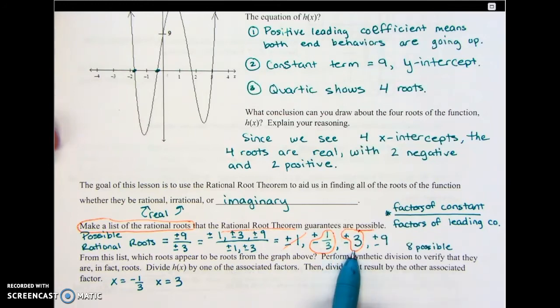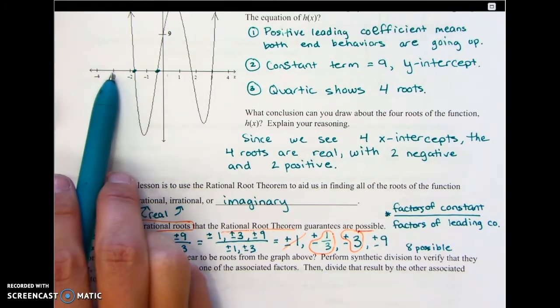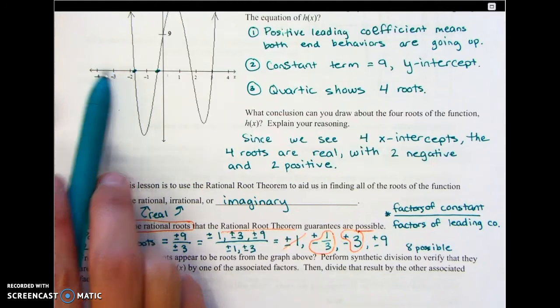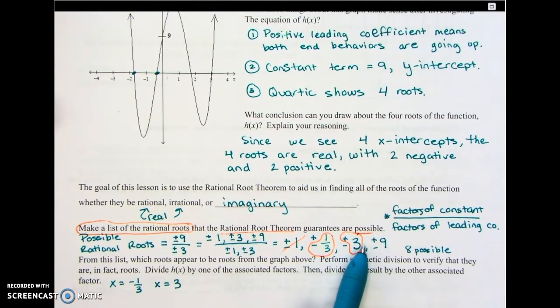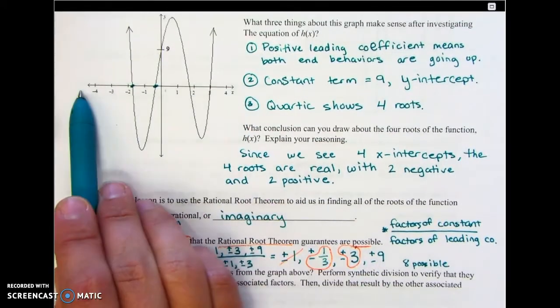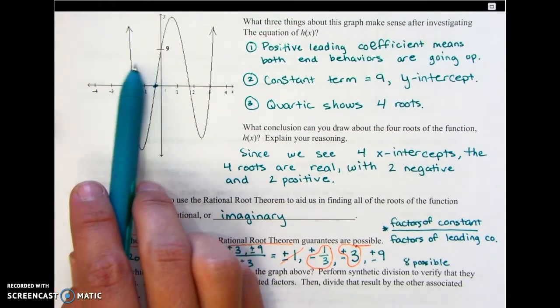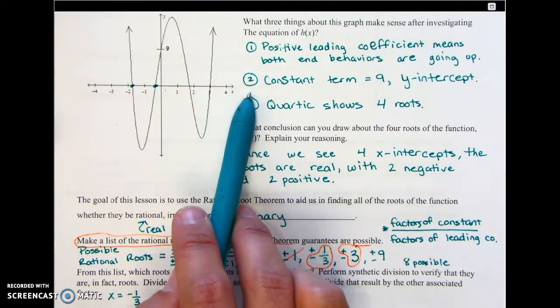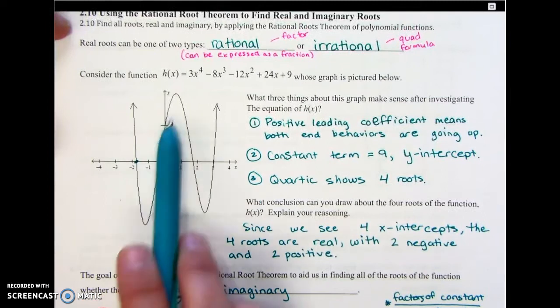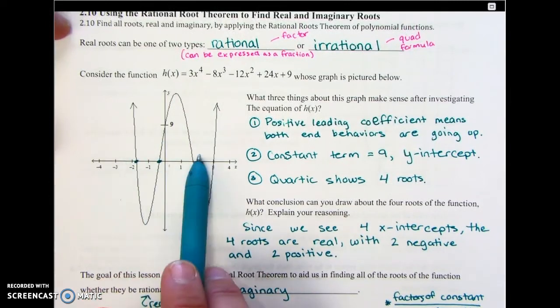What about negative 3? Did negative 3 show up on the graph as a root? Nope. Okay, what about plus or minus 9? The graph doesn't even go out that far, and could it come back down and hit 9? No, it can't, because it's a quartic, and we already have our 1, 2, 3, 4.